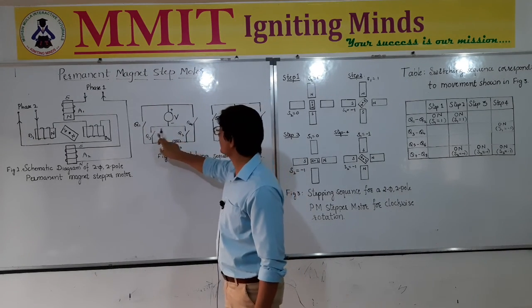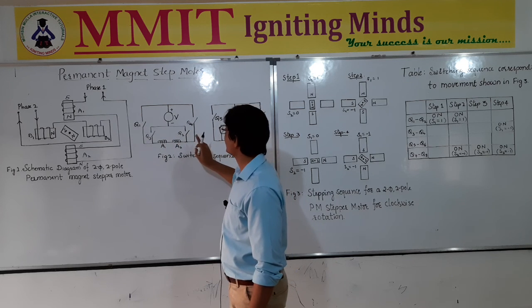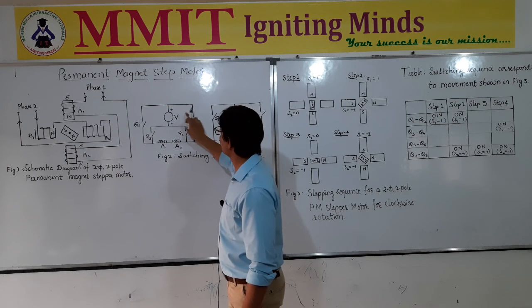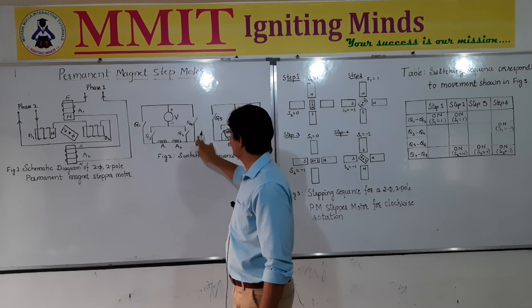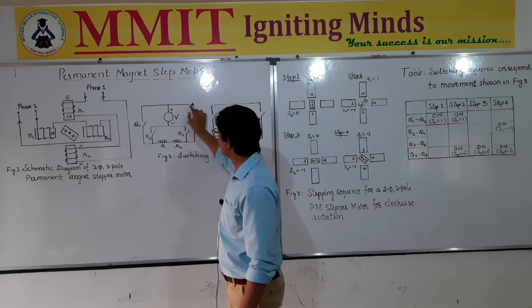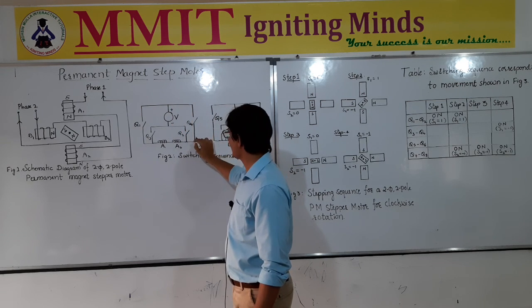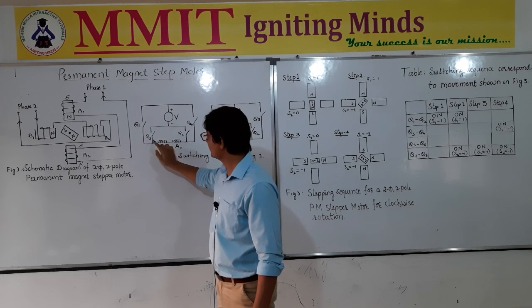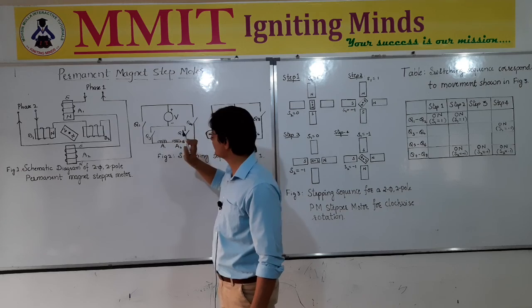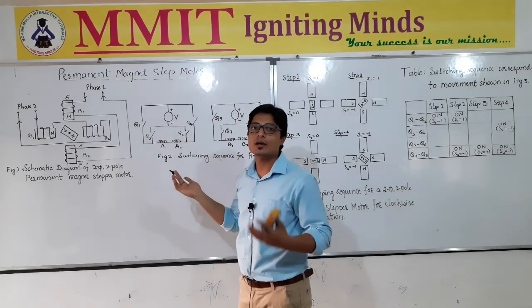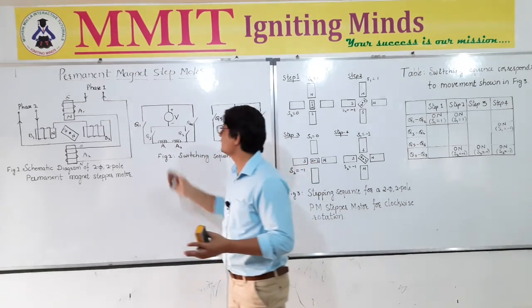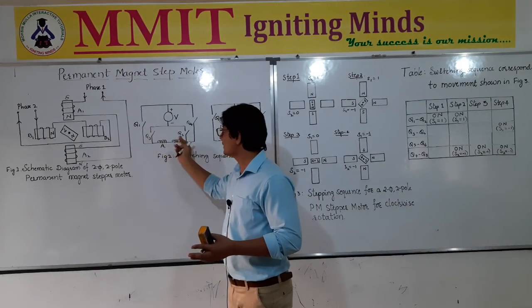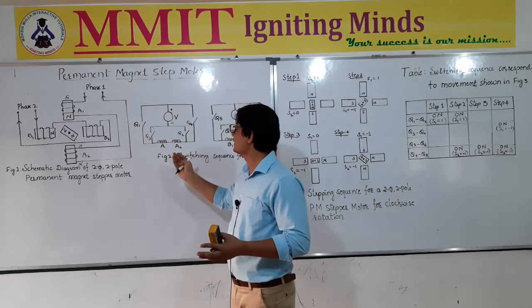Similarly, when Q3 and Q4 are closed, Q4 being closed means the current is going to start from this side, where the positive terminal is. Now the current goes through first A2, then A1, then through Q3 it will go to the negative terminal. So at a time any two will be closed, either Q1 and Q2 or Q3 and Q4.